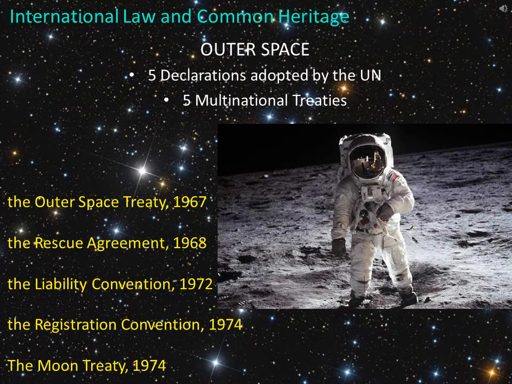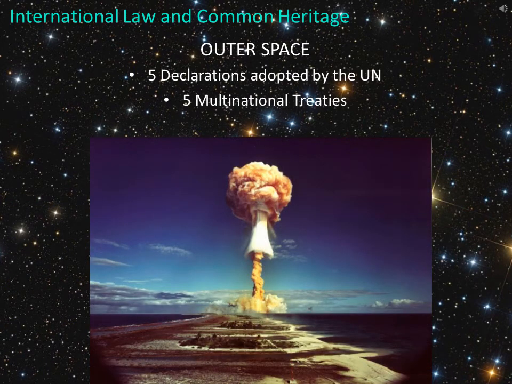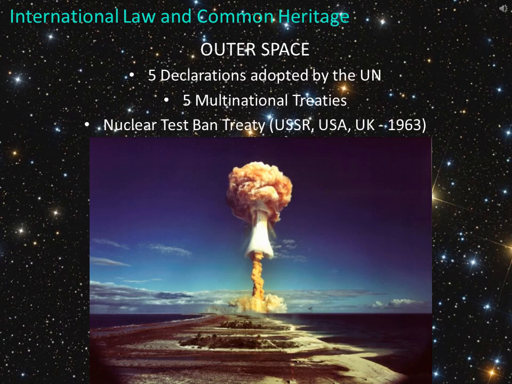Another important treaty, signed in 1963 by only the Soviet Union, the United States, and the United Kingdom, is the treaty banning nuclear weapon tests in the atmosphere, in outer space, and underwater, also known as the Nuclear Test Ban Treaty. Despite the existence of these declarations and treaties, there are still a number of developing issues with respect to space exploration that have yet to be settled by international law.